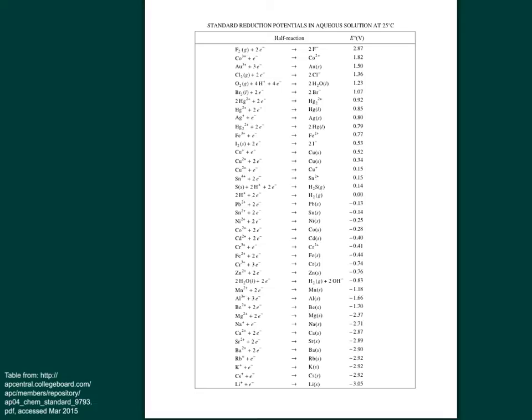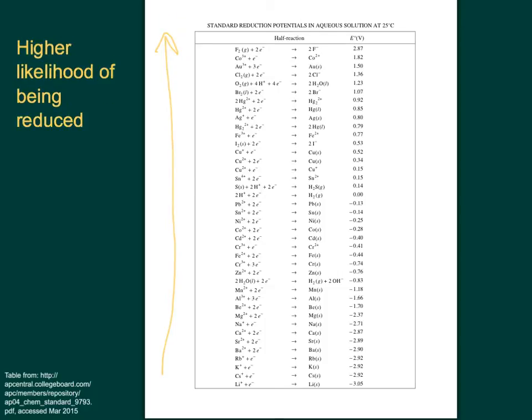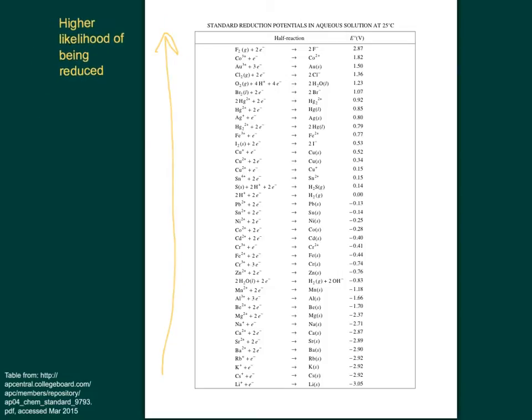The first feature we've got to look at is that it's a standard reduction potential table, and therefore the higher you are on this table, the more likely you are to be reduced, to take electrons and gain electrons. So as you go up on this chart, you're looking at a higher likelihood of being reduced. Okay, so we have a higher likelihood of being reduced as we are moving up the table.